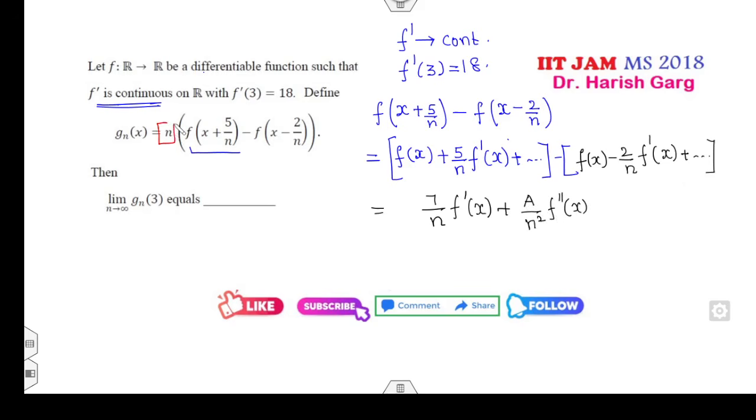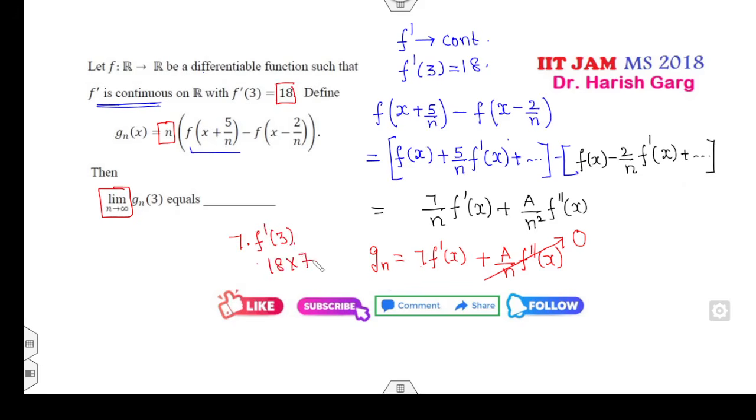Now if you multiply with the n, what is the expression? 7 into f'(x) plus a over n f''(x). Now if you take the limit as n approaches infinity, that second term goes to 0. So the answer is 7 into f'(3). What is f'(3)? It is 18. So 7 into 18 is the right answer of the problem.